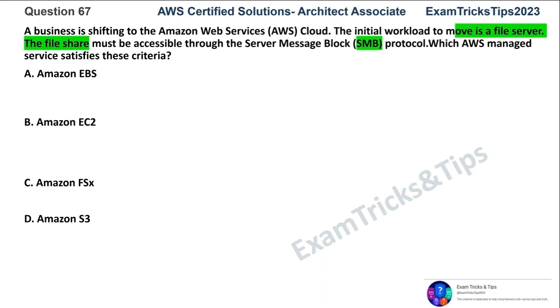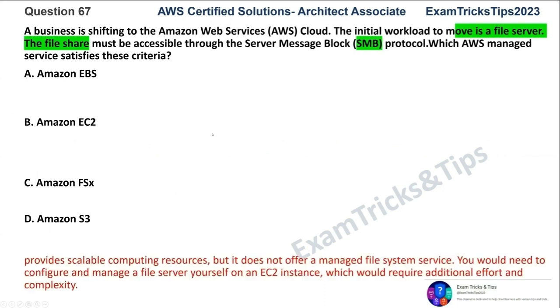But let's go over each option and see why they are incorrect. First one wrong, obviously, is option B, Amazon EC2. Now, Amazon EC2 is a compute service. It can provide you a platform for doing any computation or a computing instance. It is not a file service. So absolutely wrong option for this requirement.